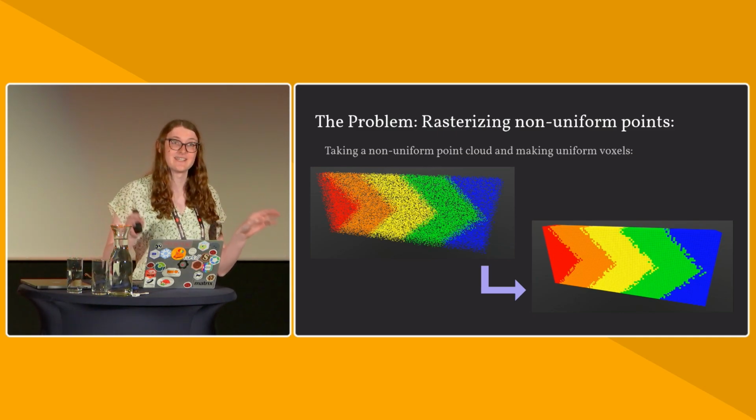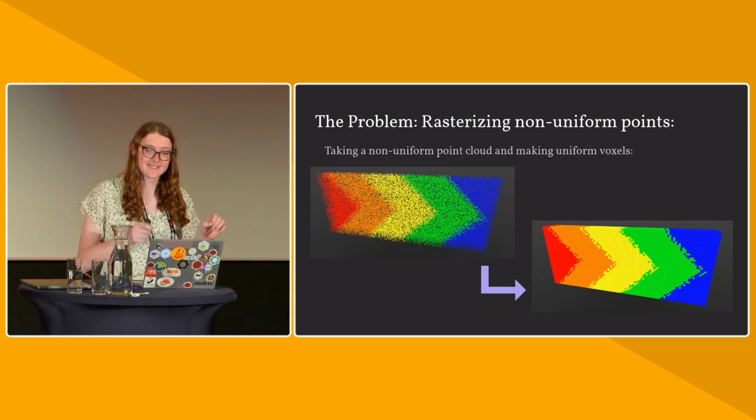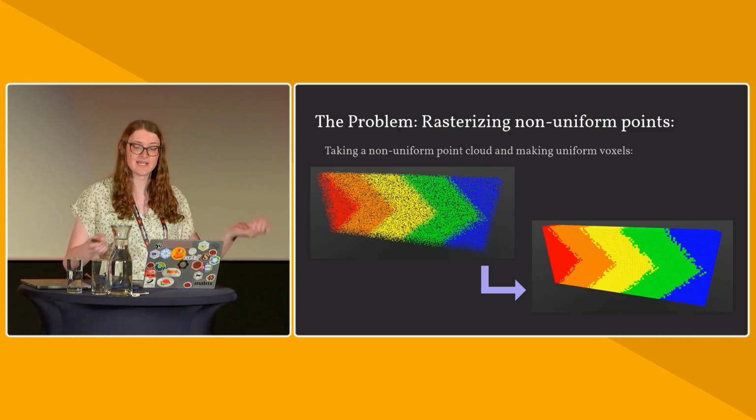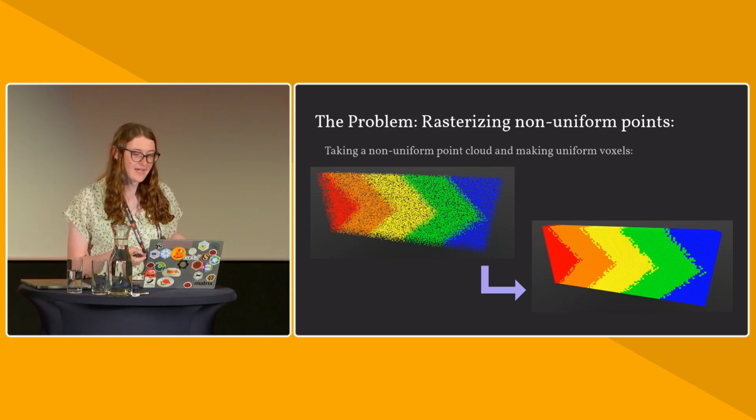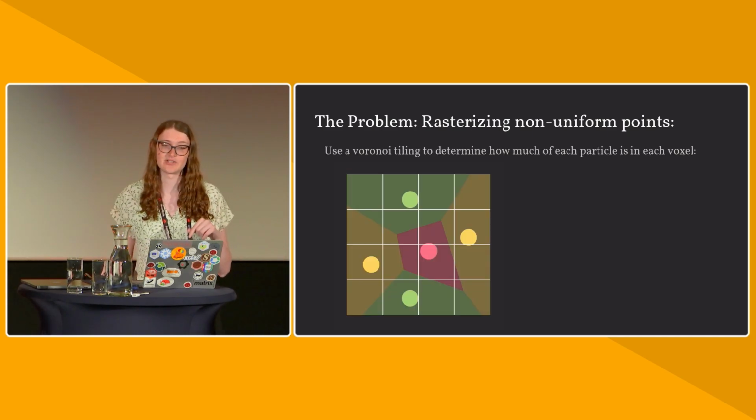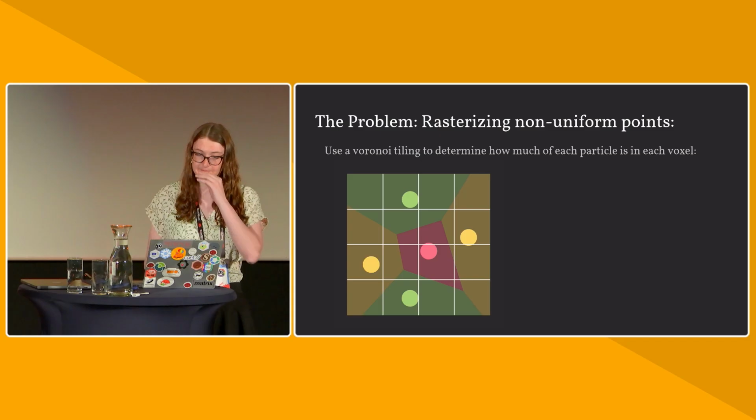And I want to note that this is non-trivial to do. Since the particles aren't distributed uniformly, a single voxel might contain multiple points, it might contain no points, it might contain only one, we just don't know. So to solve this, we use a Voronoi tiling to determine how much of each particle should be in each voxel. This is a relatively standard approach for doing this sort of thing.